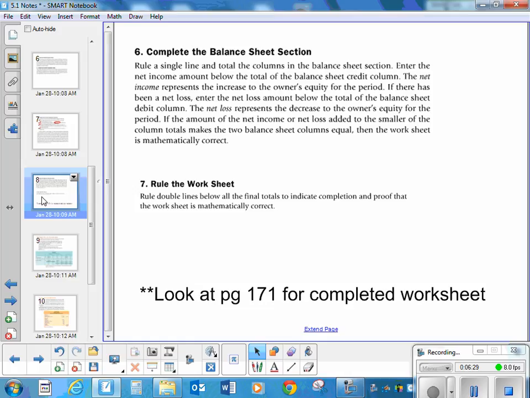Okay, now if you're going to complete the balance sheet section, it's the same thing. You single underline to show that you're going to be adding. Then you are going to subtract them. And by the way, you have to have the same amount of the net income or net loss on both the income statement and the balance sheet. If you don't, you know you've made a mistake. Then you're going to single underline to show that you're going to add everything. And then when you're all done, you're going to double underline. And if you want to look on page 171, there is a complete worksheet there that you can go through and have a look at and make sure that you've formatted it properly.